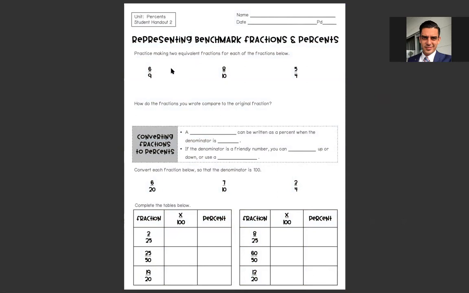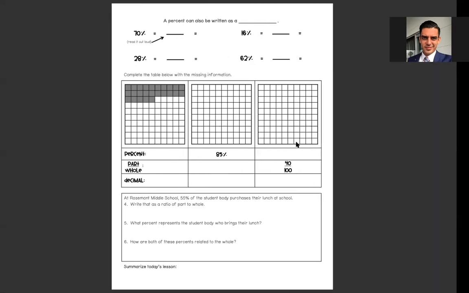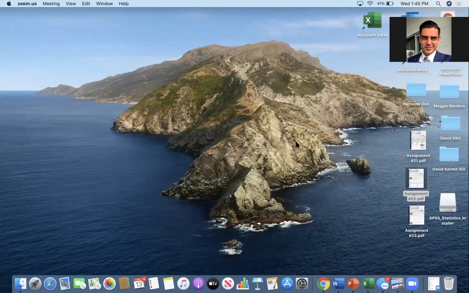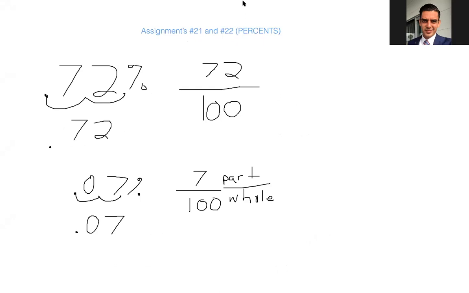So what that means is if you simplified this, that would be an equivalent fraction. If you multiply times 2 on any of these, it would also be an equivalent fraction. So let me show you what I'm talking about. Let's go back to the whiteboard here and I'll show you what that's going to look like.